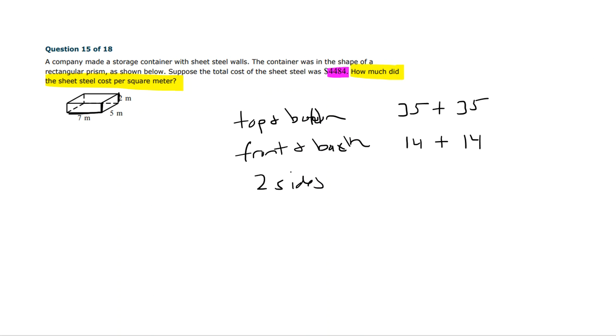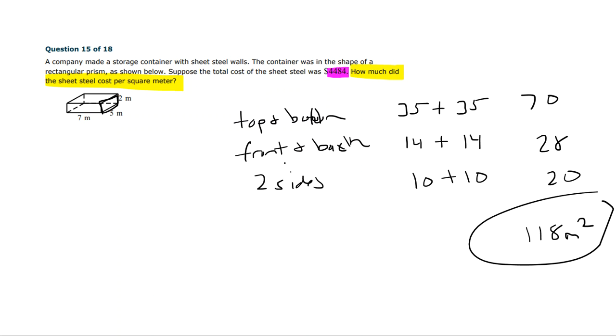And then our two sides, we have a 5 by 2, okay? So that's the area of our side. 5 times 2 is 10. There's 2 of those. So 35 plus 35 is 70. 14 plus 14 is 28. 10 plus 10 is 20. So for total surface area, it is 118 meters squared. So this is the total surface area.